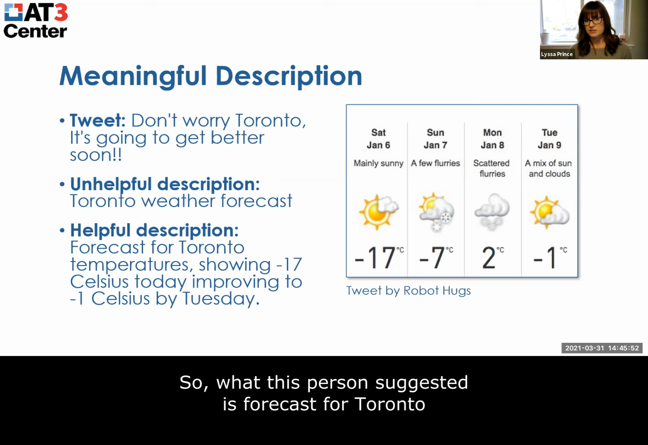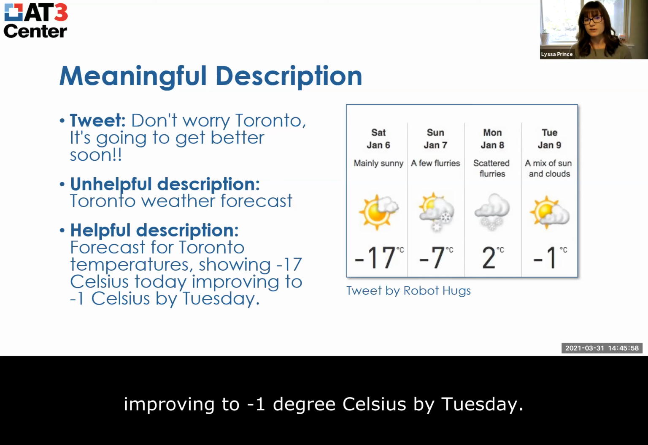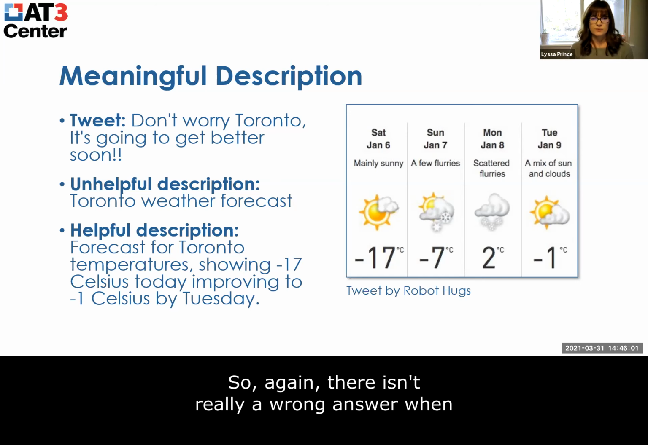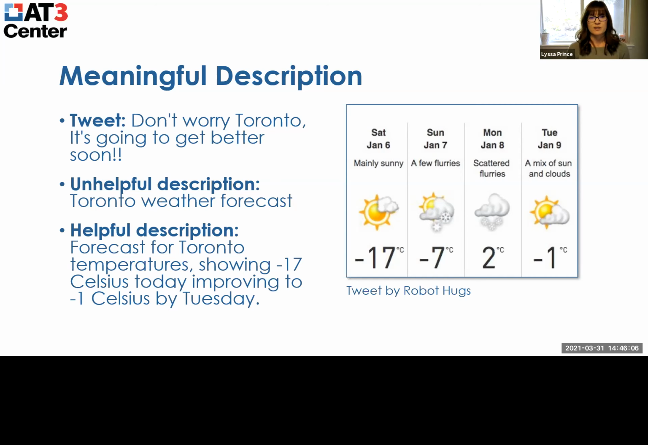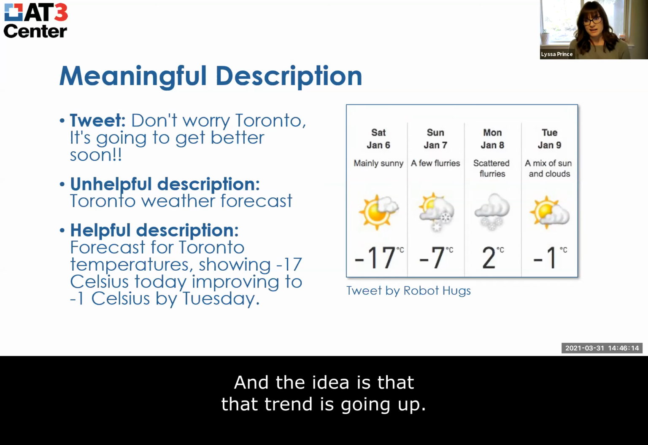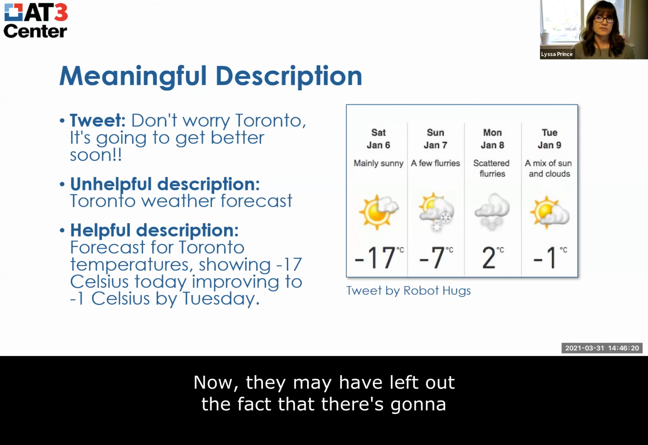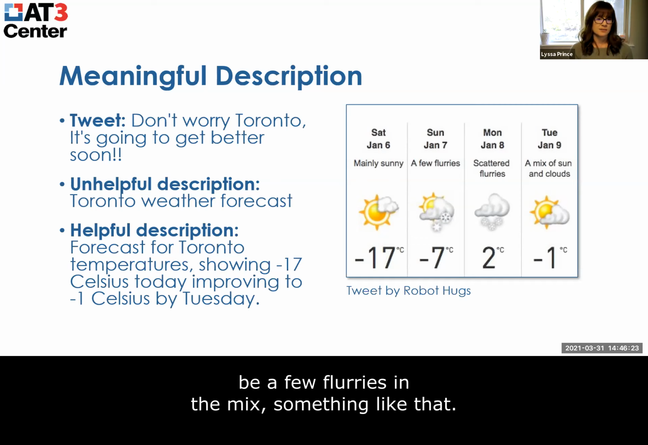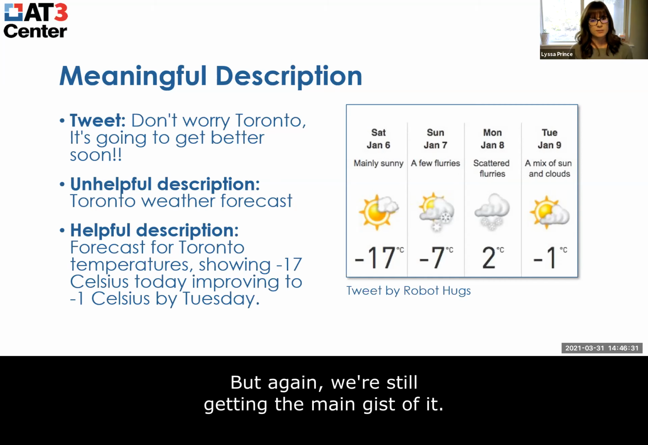So what this person suggested is: forecast for Toronto temperatures showing -17 degrees Celsius today, improving to -1 degree Celsius by Tuesday. Again, there isn't really a wrong answer when it comes to describing images necessarily. And of course, that tweet adds some context there. The context we wanted to add to that tweet was, don't worry, Toronto, it's going to get better soon. And the idea is that that trend is going up, right? So that's what this person described. Now, they may have left out the fact that there's going to be a few flurries in the mix, something like that. So it could have been good to add that kind of thing to this description. But again, we're still getting the main gist of it.